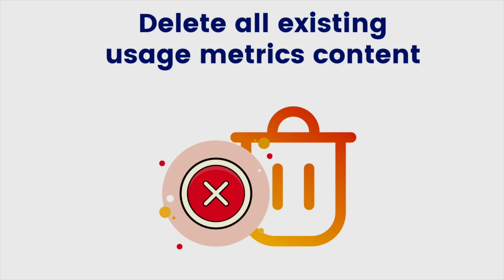The number one is delete all existing usage metric content, to delete all existing reports and dashboard styles that were built using the usage metrics reports and datasets. This option removes all access to usage metrics data for all users in the organization who may already be using it. The second option is delete all existing per user data in current usage metrics content, which I just explained to you, to remove all access to per user data for all users in the organization who may already be using it.